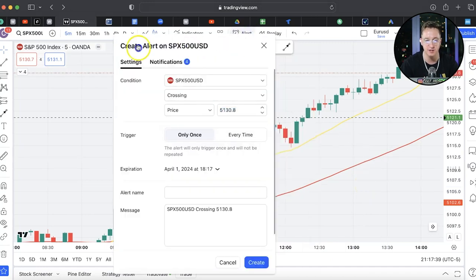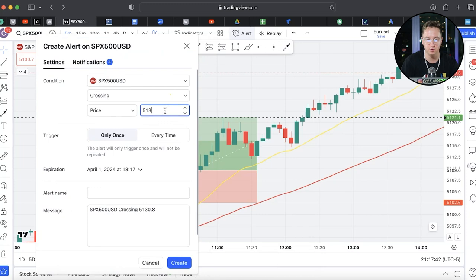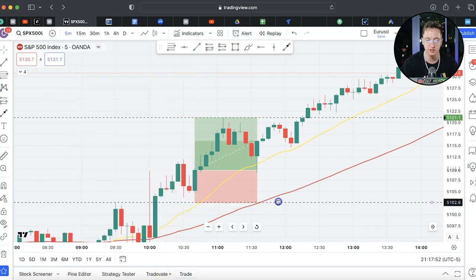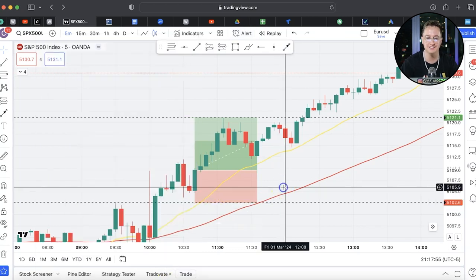Then you could do the same thing for your stop loss, 5102.6 stop loss hit, create. And I can drag this if it's not on point, just like that.